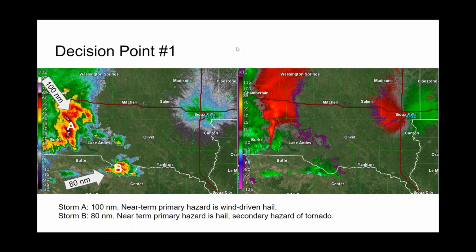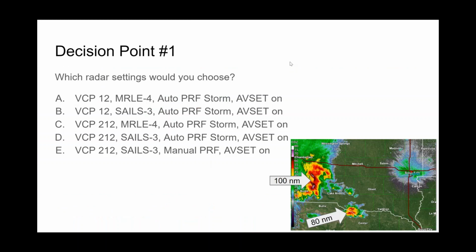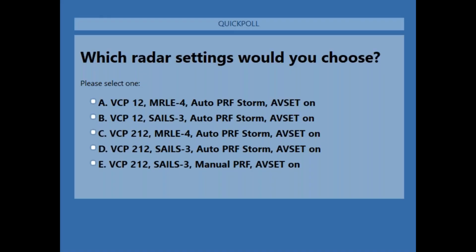And so for storm A, the near-term primary hazard is wind-driven hail, right? Whether that's true or not, we're just going to say it. Wind-driven hail, a pretty big deal. Down at storm B, the near-term primary hazard is hail with a non-zero chance for tornadoes. So the question is, and we'll go to the poll question up here next, what VCP and what settings do you choose? And so again, I know this isn't super easy, but take your best stab.